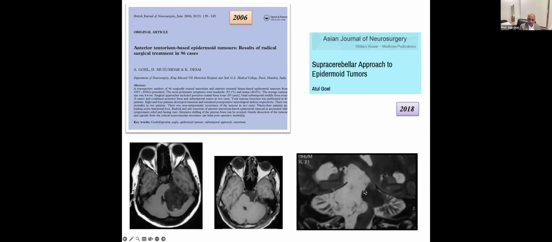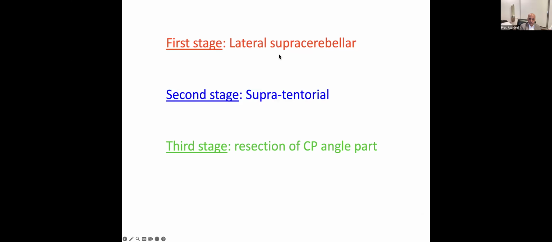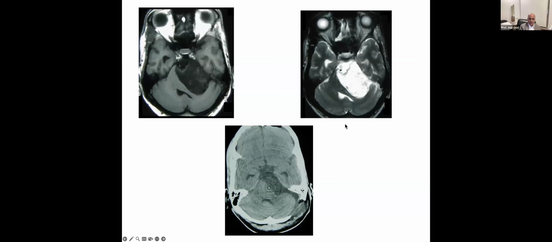Start debulking the tumor. Once you debulk the tumor, the whole of the tentorium is with you. Then cut the tentorium and attack. I have demonstrated these cases in several workshops in my hospital, and we have done so many. Supracerebellar approach is the approach for epidermoid tumor as an initial step. Of course, then you work on this. The initial step is supracerebellar, then how you cut the tentorium, and then how you remove the part along the brainstem.